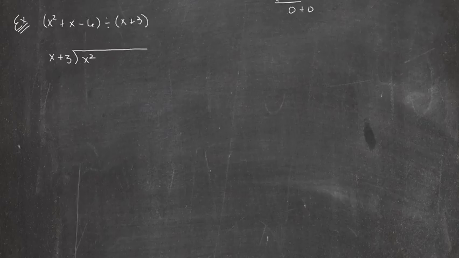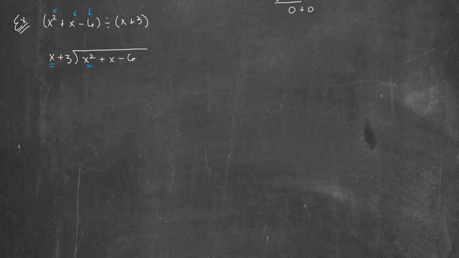x squared. So let's make sure I have all my degrees. I have a 2, a 1, and a constant, a 0 degree. So I have all of my terms in my actual dividend. So I'm just going to write down what I have, x squared plus x minus 6. And now do my division. Remember, just paying attention to the term in the first place for both sides, and then letting the rest follow along for the ride.